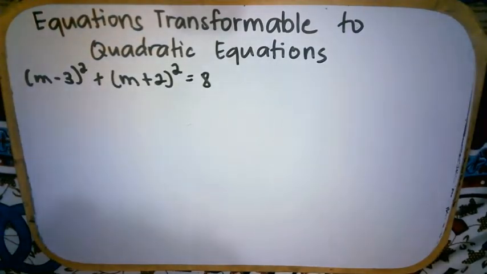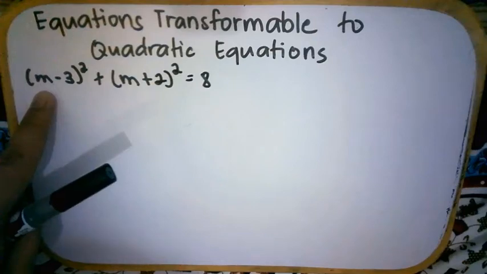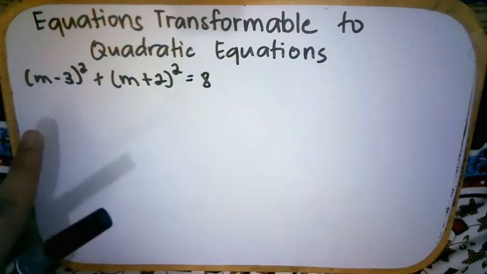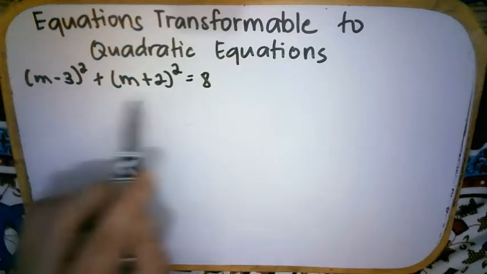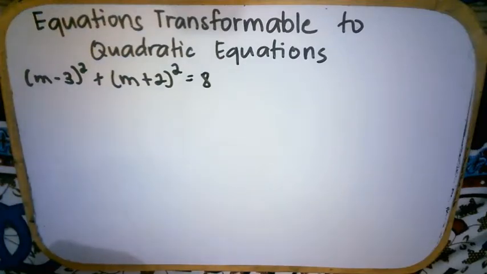Our first example is m minus 3 squared plus m plus 2 squared equals 8. Itong equation na to is not yet in quadratic equation since ang variable natin na m ay wala pang squared or wala pang exponent na 2. So we're going to change this whole equation into quadratic equation and make sure na naka-standard form siya. To do that, we're going to do the FOIL method here and also here. And then after that, we're going to combine like terms and then simplify.